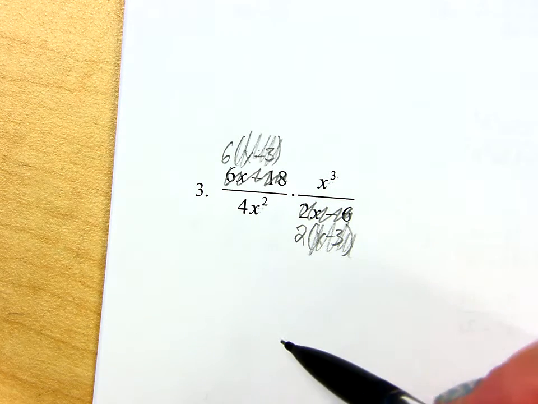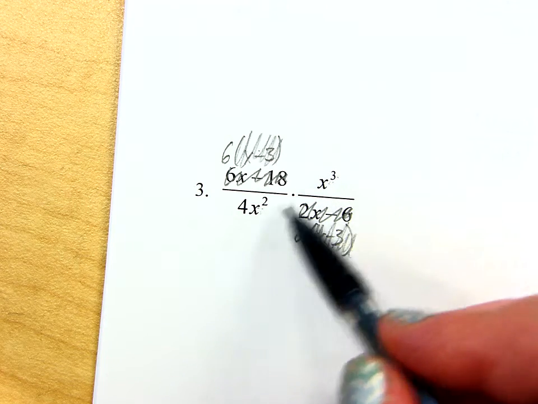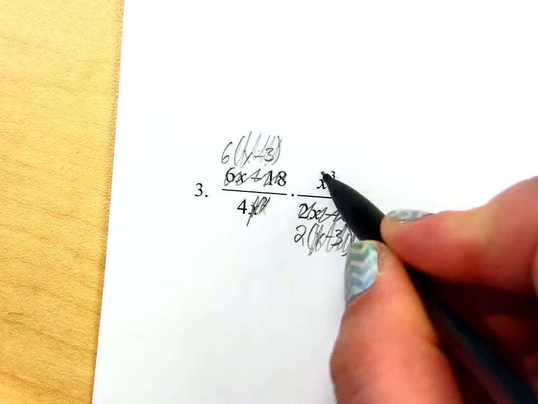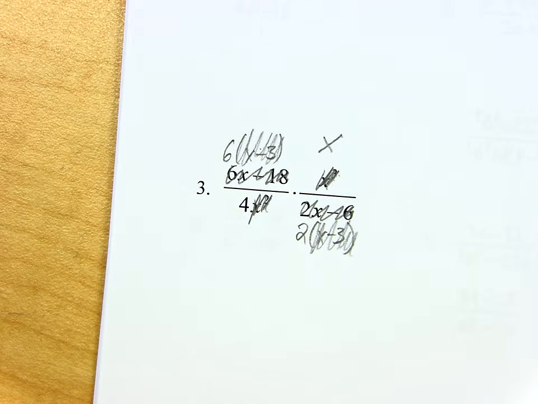What would be left? X to the first. Where? Top or bottom? Top. On the top. So I'm going to cross them both out, and then I put an x to the first there. Okay. Anything else?